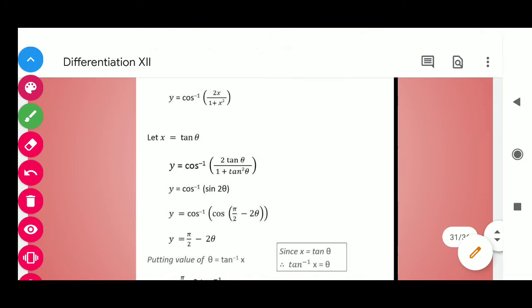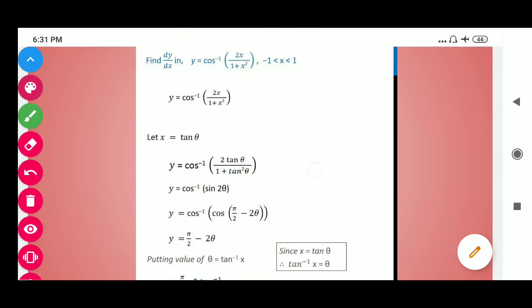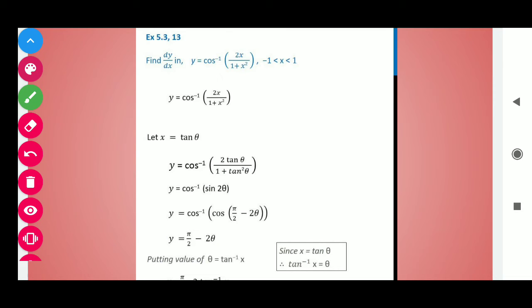Yes students, we are on this step here. If we put here 2 tan theta over 1 plus tan square theta, this makes the formula of sine 2 theta. But here sine and cos inverse are not inverse functions of each other. So here we will convert sine into cos by pi by 2 minus 2 theta.